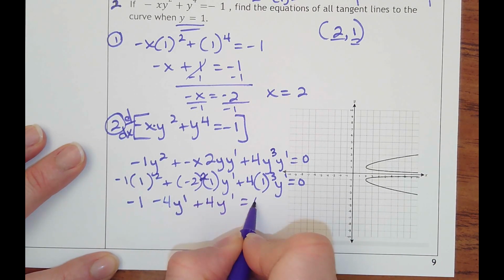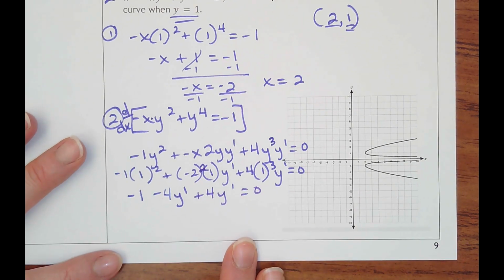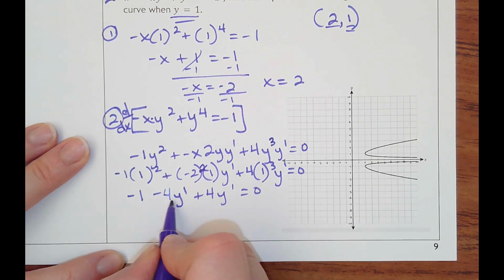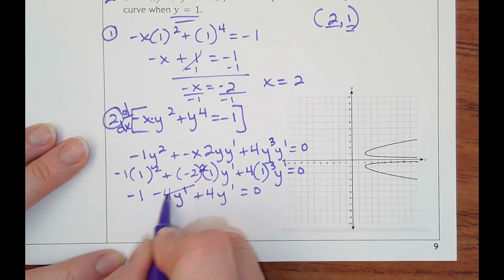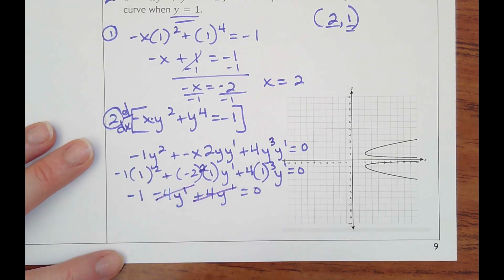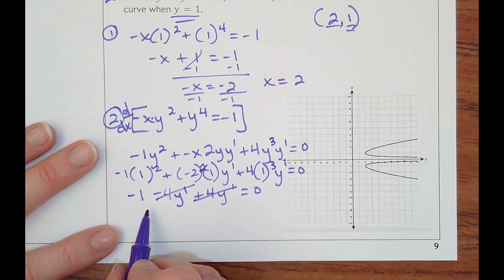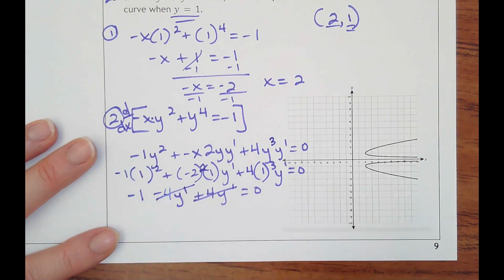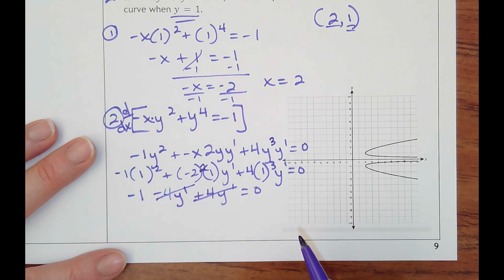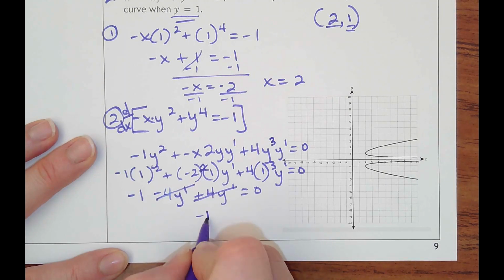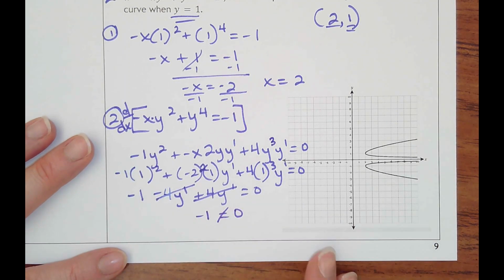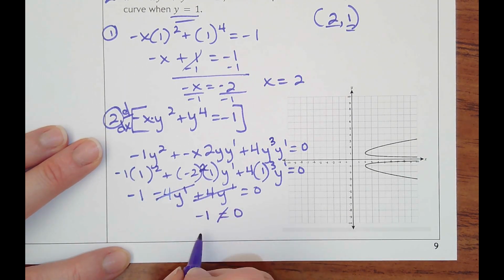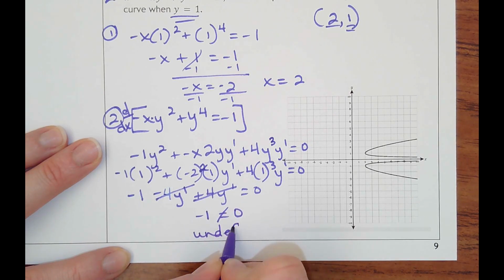Slight issue here. I see that -4 y prime plus 4 y prime is going to cancel out. They're like terms, I put them together, they cancel. When you learn this back in algebra, this was a special equation that either had infinite solutions or no solution. Well, in this case, I've got a -1 on the left equaling 0. That never happens. When I get this in an equation, this means that I have undefined slope.